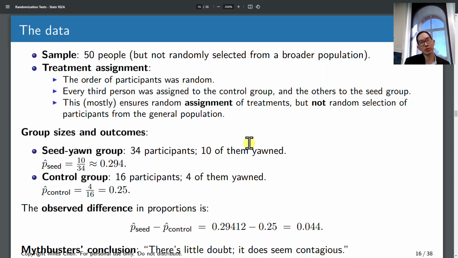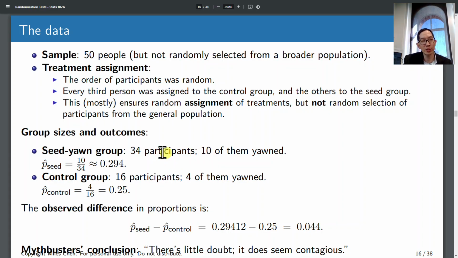Now also we should keep in mind that this is not a random selection from the general population, so it might be a little tough to generalize to the broader population, but anyway. These were the results. In the video, they just gave percentages, but you can backwards solve from the fact that they said there were 50 people, and 2/3 of them were in the treatment group, and 1/3 would be in the control group.